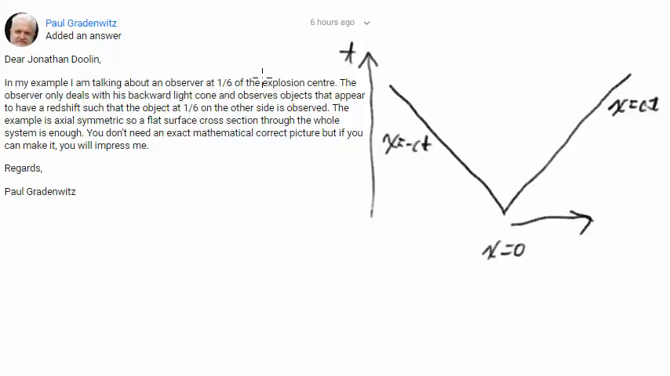So an observer at 1/6 of the explosion center would be traveling. Okay, the explosion, if there was an explosion here, then we would have this line be described by x equals negative ct over 6, and this line be described as x equals positive ct over 6. And we're going to put an observer right here. There's our observer.